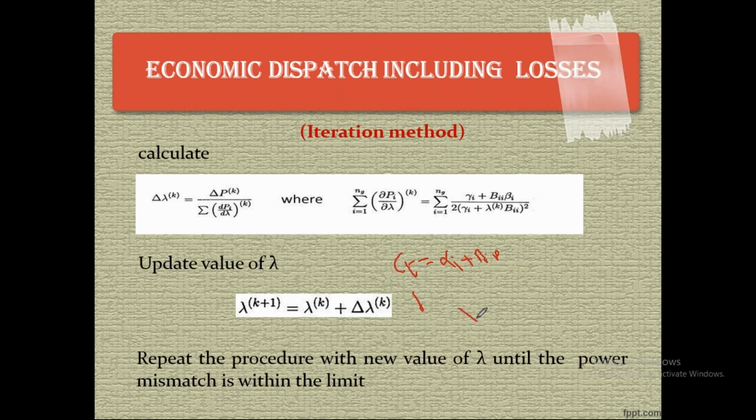And one more thing, in this equation we found the incremental equation, including incremental fuel cost and incremental loss formula. So here we get two terms in the lambda value. Generally lambda equals incremental fuel cost, but since we included losses too, the two terms are included in the lambda value.